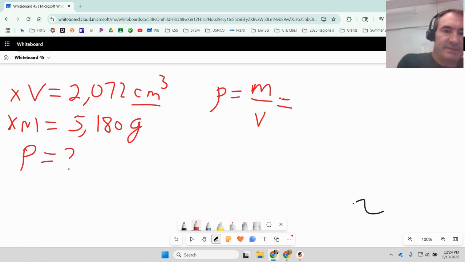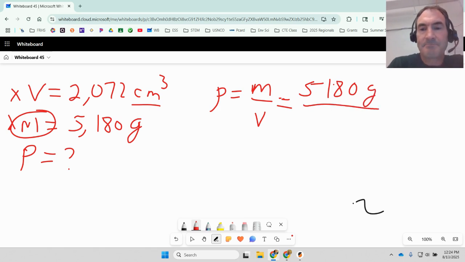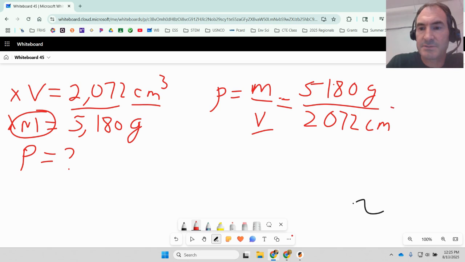And I'm just going to go ahead and continue that equation here. Pay attention, right? This one's mass. So mass goes on top, mass over volume. And I'm going to do 5180 grams on top. I'm going to keep my units in there. It's always important to write your units down. A lot of students are not in the habit of that, but please get in the habit. As you get to more difficult math that's in science and math classes, it's going to be very helpful to have your units on your numbers. Volume goes on the bottom here, and this is my volume, 2072, and that's cubic centimeters.